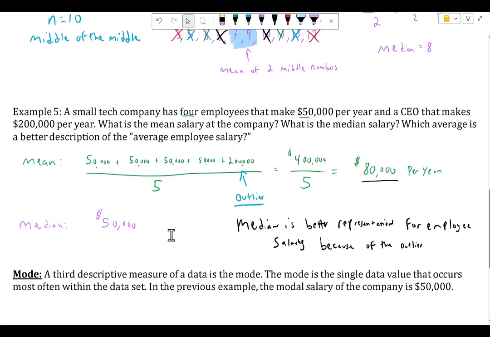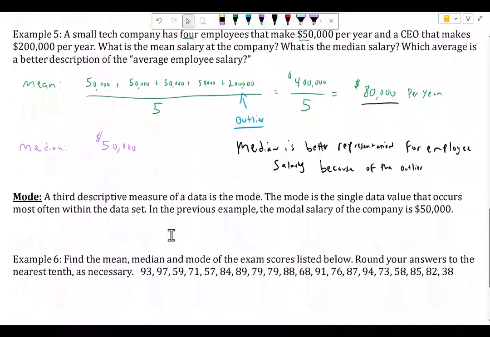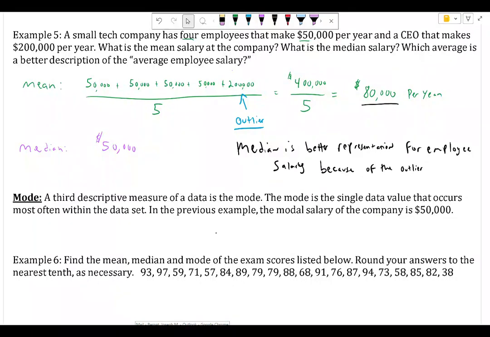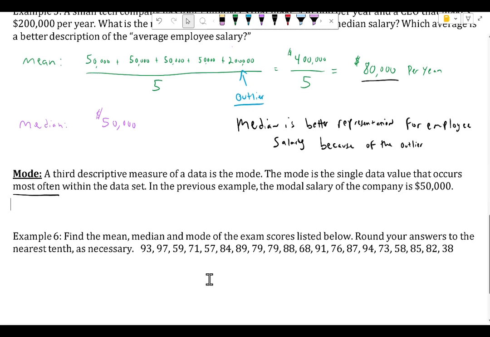So we have one more example, one more measure of central tendency we need to talk about, and this is the mode. A third descriptive measure of data is the mode. The mode is the single data value that occurs the most often within the data set. In the previous example, the modal salary of the company is $50,000 because there are 4 employees that earn $50,000. So again, the mode is the data value that occurs the most often.